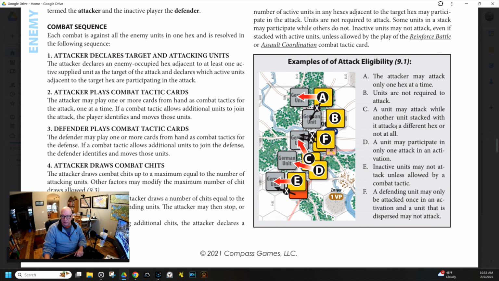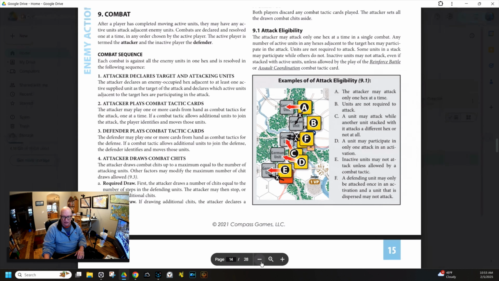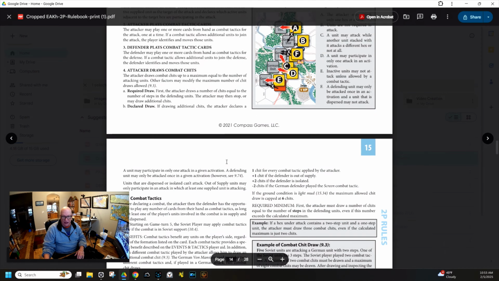D, a unit may participate in only 1 attack in the activation, so it can't participate in more than one. E, inactive units may not attack unless allowed by a combat tactic card. And F, a defending unit may only be attacked once in an activation, and a unit that is dispersed may not attack. So that's pretty self-explanatory there. So let's go back out.